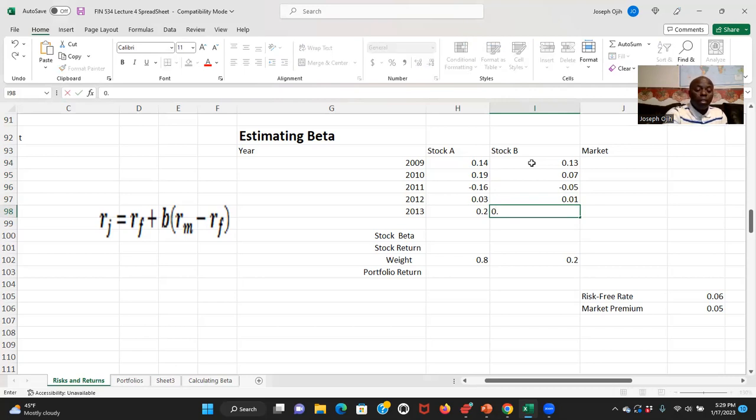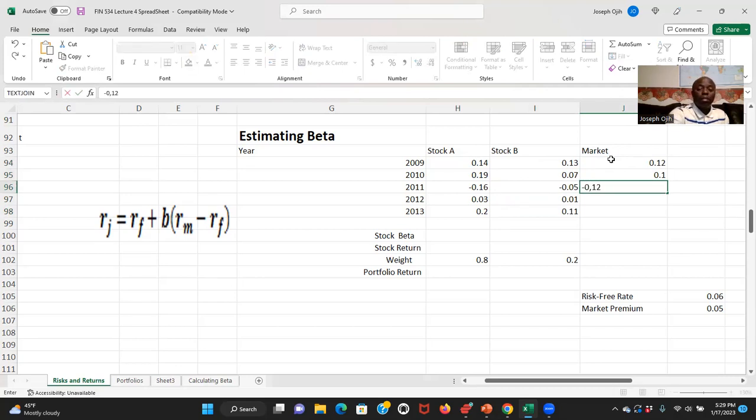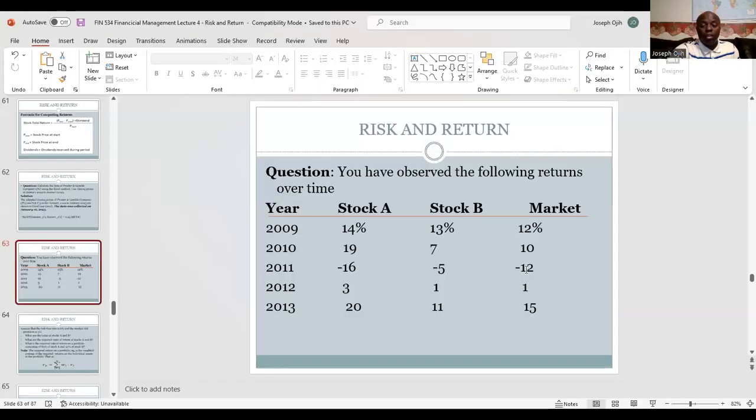11% is 0.11. Now for the market, we have 12%. Okay. We have 10%. We got negative 12%, and then, excuse me, 0.12. Then 1%, 0.01. Then 15%, 0.15. Now I can check these numbers, make sure everything is good. Okay, I think everything is good. Now we'll be able to answer the questions.